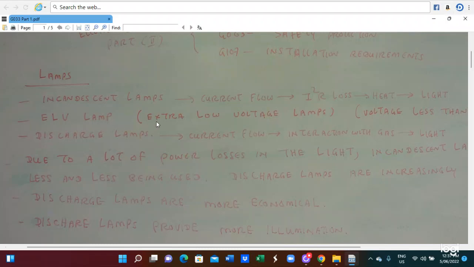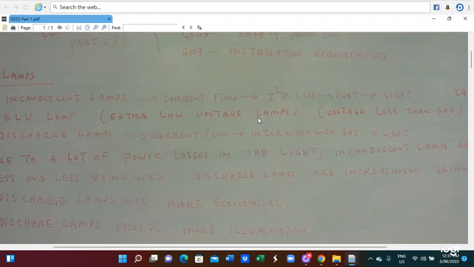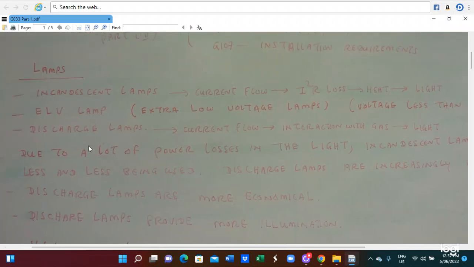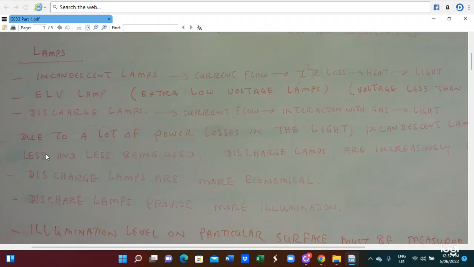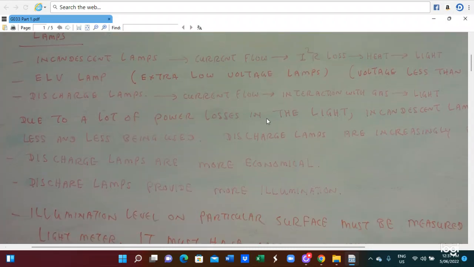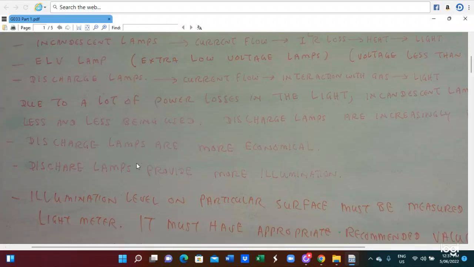Here, the LED is an extra low voltage lamp. This is a voltage less than 50 volts. A discharge lamp is when the current flows and interacts with the gas, and the light comes out. A lot of the power in incandescent lamps is lost, so they are now less utilized. Now we are using discharge lamps.